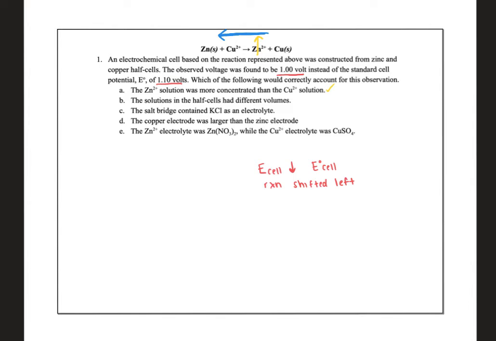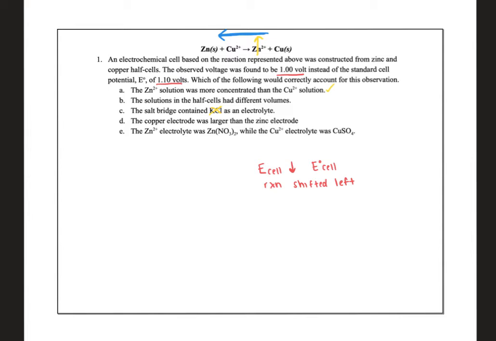The solutions in the half cells had different volumes. Well, if they changed the volumes mid-experiment, that would change concentrations, but if we measured the concentrations ahead of time, it doesn't really matter what the volume is as long as there's enough aqueous solution for the electrodes to sit in. The salt bridge contained KCl as an electrolyte. Well, none of those are part of the reaction, so that wouldn't impact anything.